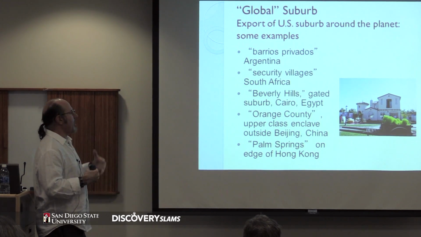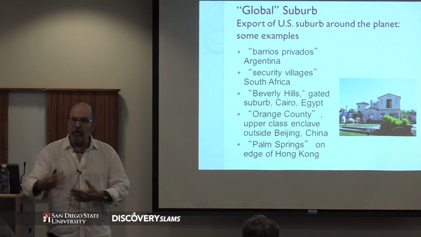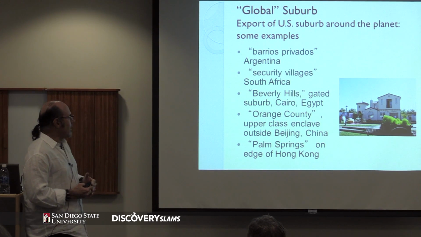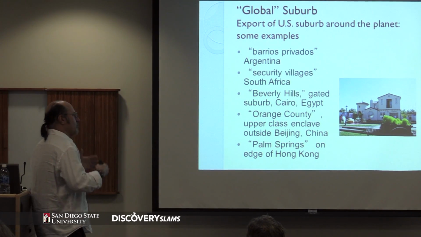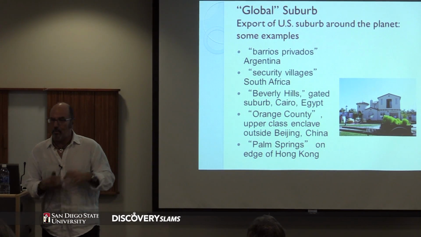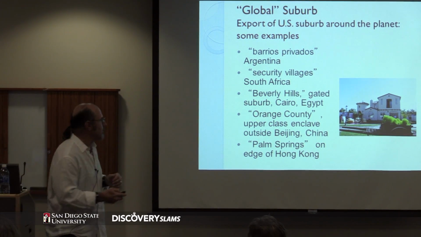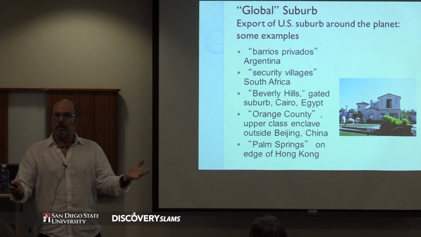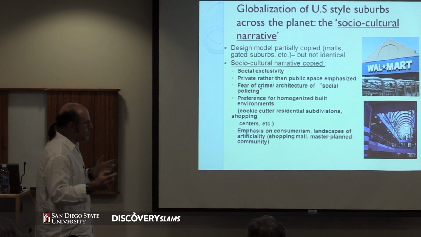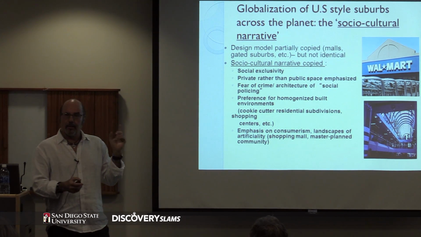Security villages in South Africa. And even the names of U.S. places are recreated in other parts of the world. So there's a suburb outside of Cairo, Egypt called Beverly Hills, and there's one outside of Beijing called Orange County, and one outside of Hong Kong called Palm Springs. So they love our suburbs so much that they actually take the names of those places. They also use English in the naming of shopping malls around the world in the suburbs, and especially in Brazil where I've worked.